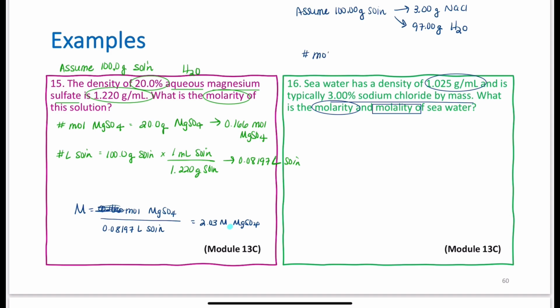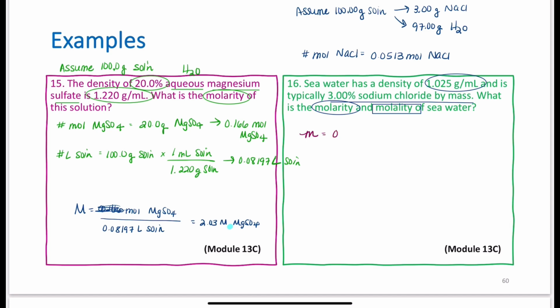Go ahead and find the number of moles of NaCl. Show your work. 3 grams of NaCl converted to moles is 0.0513 moles of NaCl. I can pretty quickly find my molality now. I have to figure out the liters of solution in just a sec.